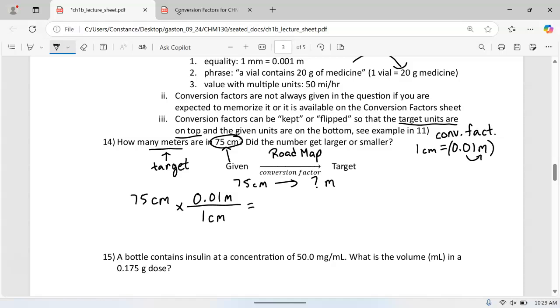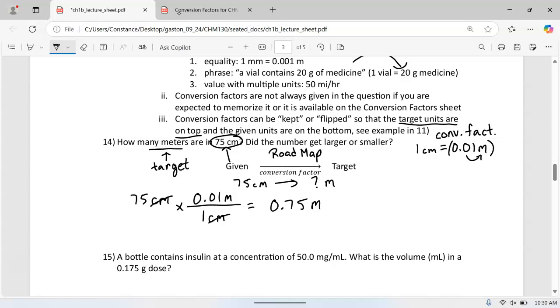So in my calculator, I'm going to multiply 75 times 0.01 and then divide by 1. And I should get back 0.75 meters. Now when I try to figure out the units, the centimeters should cancel because there's a centimeters on top and a centimeters on bottom. And then I'm left with the meters that I want.